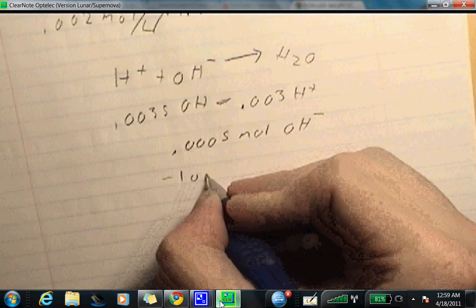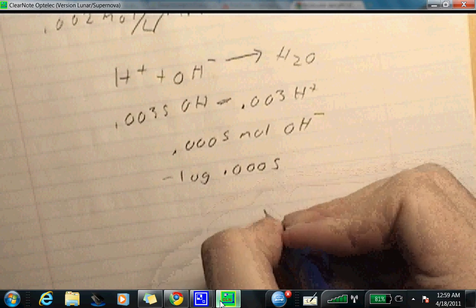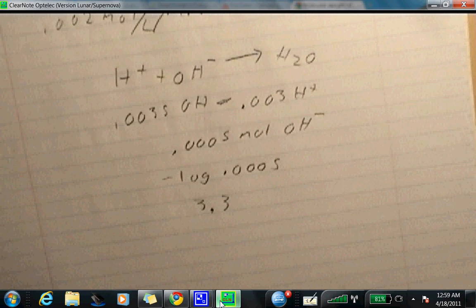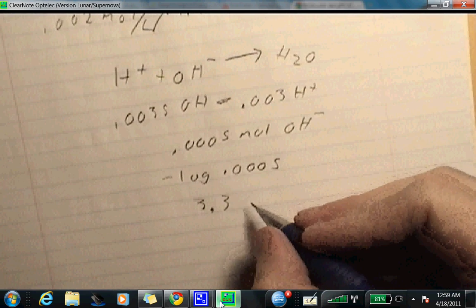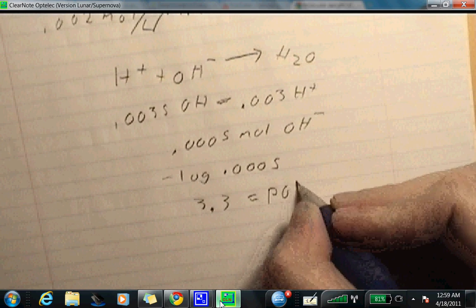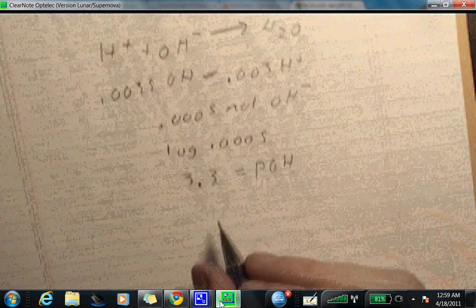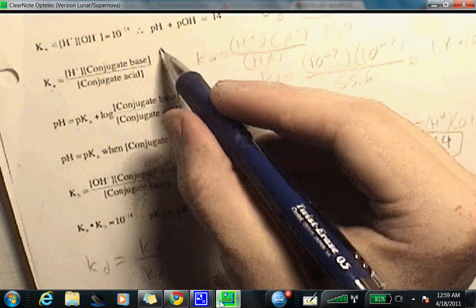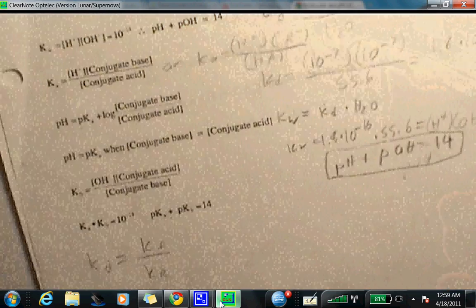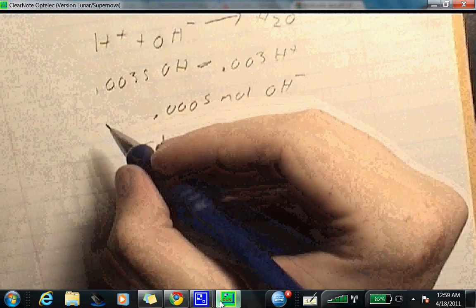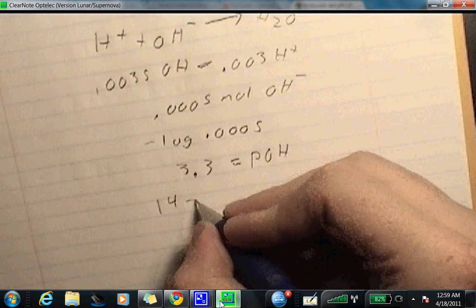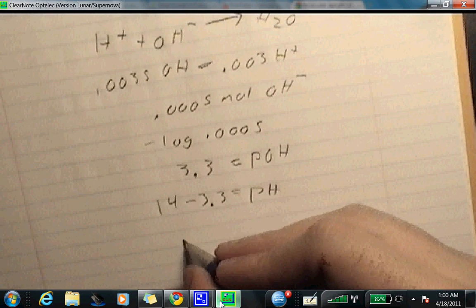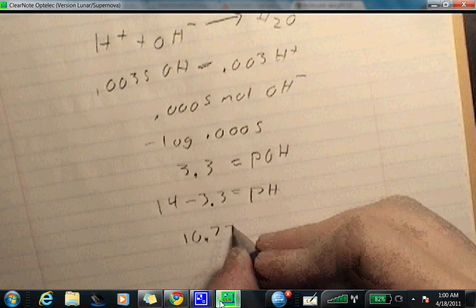So you take the negative log of 0.0005. That's going to give us 3.3 as our pH. Or I'm sorry, it's our pOH, because that's what we just solved for. To solve for the pH, you simply take a look at the equation I just showed you, this one up here, which is pH plus pOH equals 14. So we're going to take this 3.3, which is pOH, and this is going to be 10.7 equals pH.